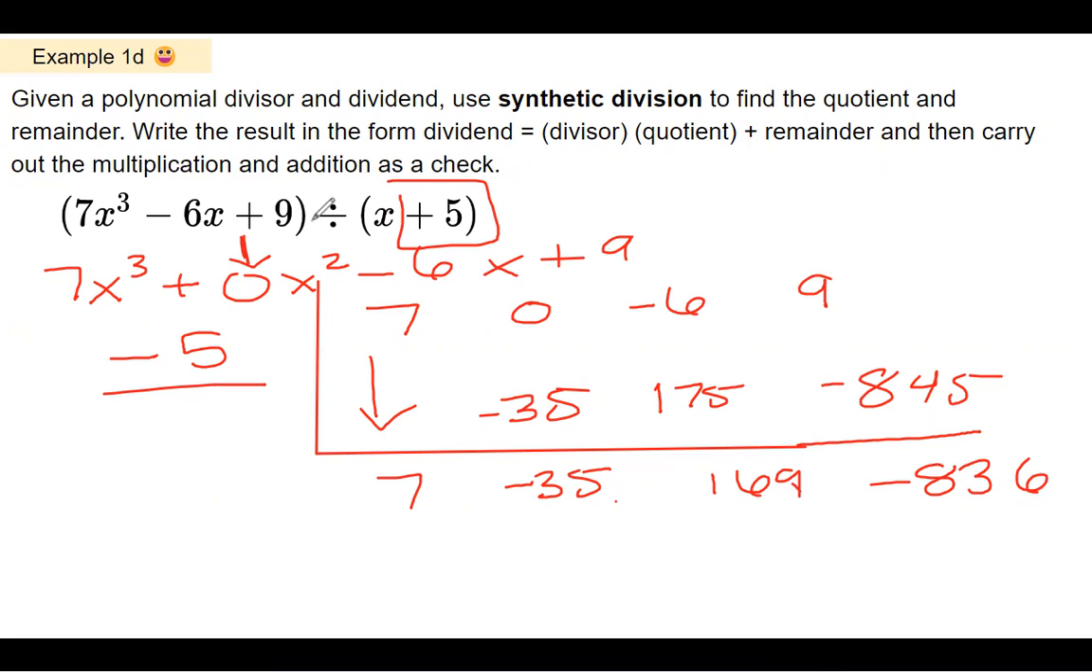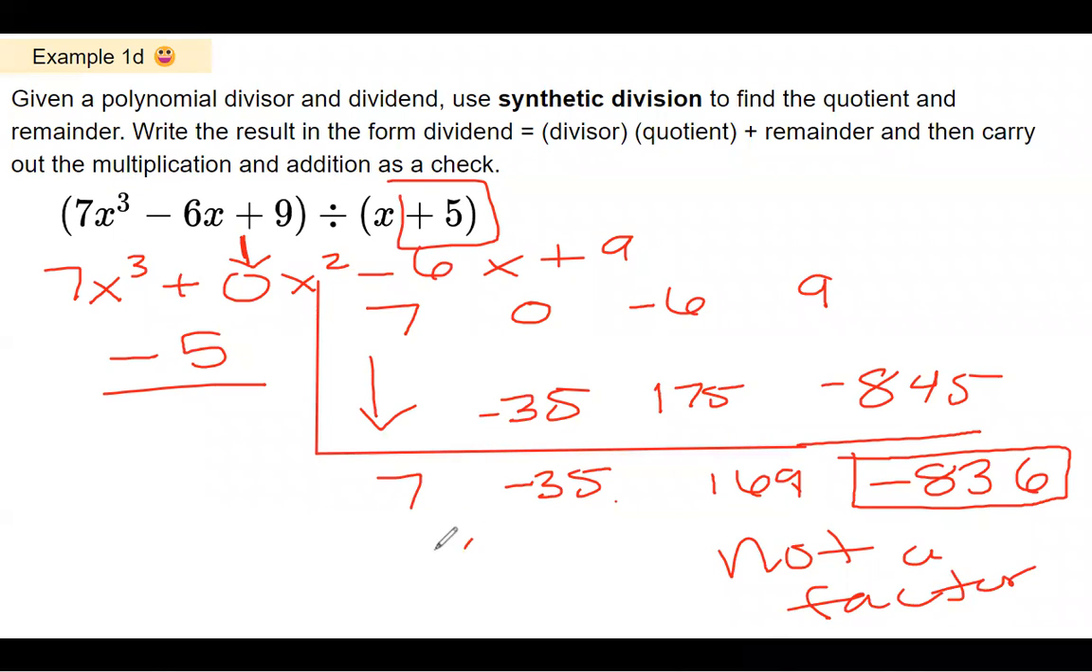Now, is x plus 5 a factor of 7x to the power of 3 minus 6x plus 9? No, why? There's a remainder other than 0. So therefore, this is not a factor. X plus 5 is not a factor. It doesn't fit in there perfectly fine. So therefore, we have a remainder. Therefore, it's not a possible factor.